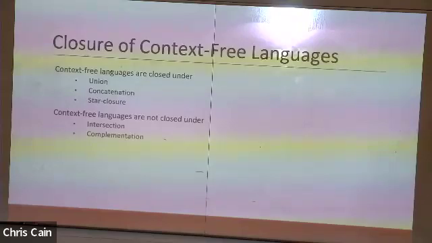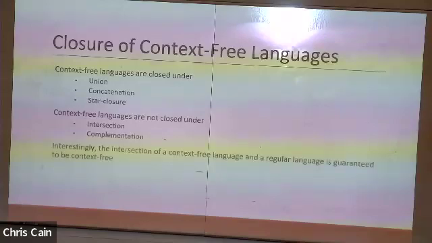So while context-free languages are not closed under intersection, a very interesting result happens if you take the intersection of a context-free language and a regular language. That ends up being context-free. That kind of makes sense though, right? Does that make sense? Is there an intuition behind why that might be the case?